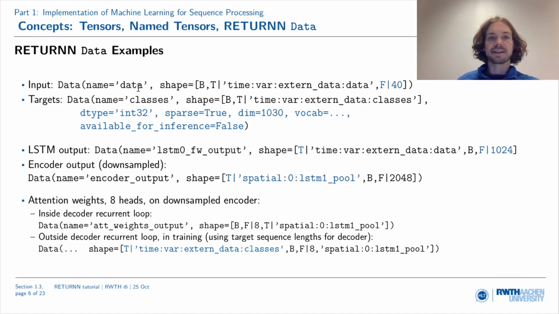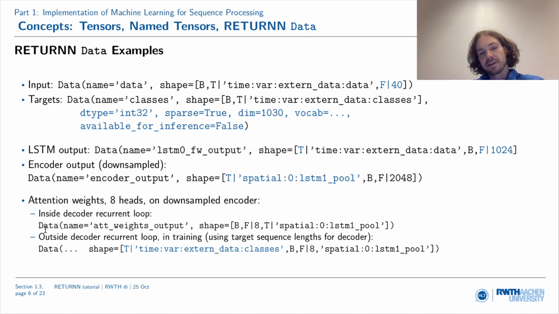So some examples, this Data input could look like that, 3 dimensions, batch, time, feature. Targets, 2 dimensions, batch, time. Importantly, now the dtype is changed to integer. This is float. Sparse, meaning these represent class indices. The dimension is the number of classes for this. And the vocabulary is also in here, and also a flag that denotes that these targets are only available during inference or decoding time. LSTM output would look like that, similar, but now time would be the first axis. Encoder usually is downsampled, so now the time is a different dimension tag.